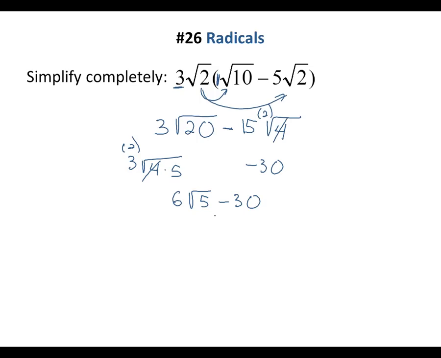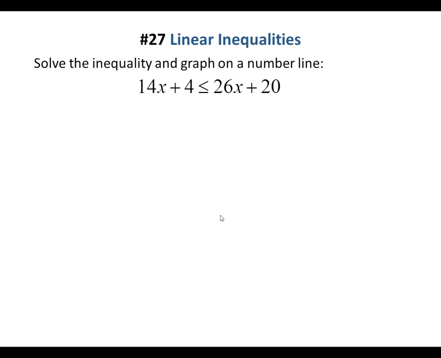I'll do the next one. I have 3 and negative 5 on the outside, so I'm going to get negative 15. And then I have 2 and 2 on the inside. And now I'm just going to simplify. I can see right away the square root of 4 is 2, so I'm going to multiply 2 by negative 15 and get minus 30.